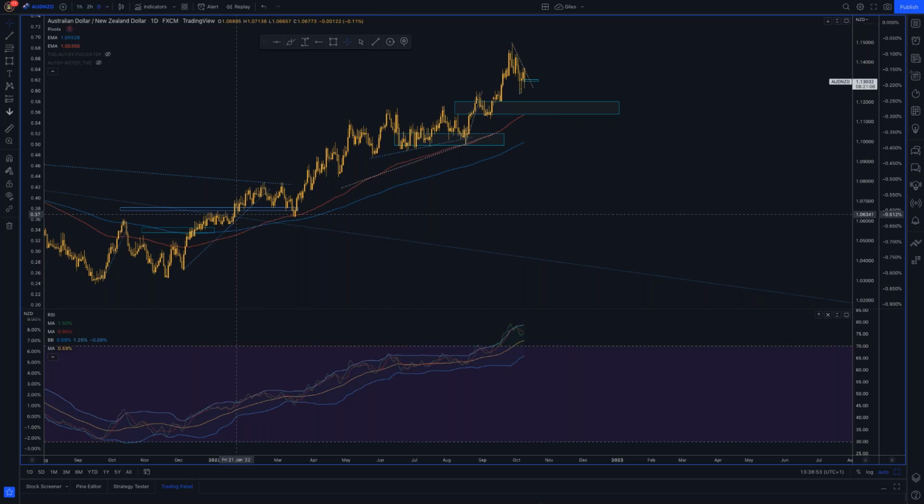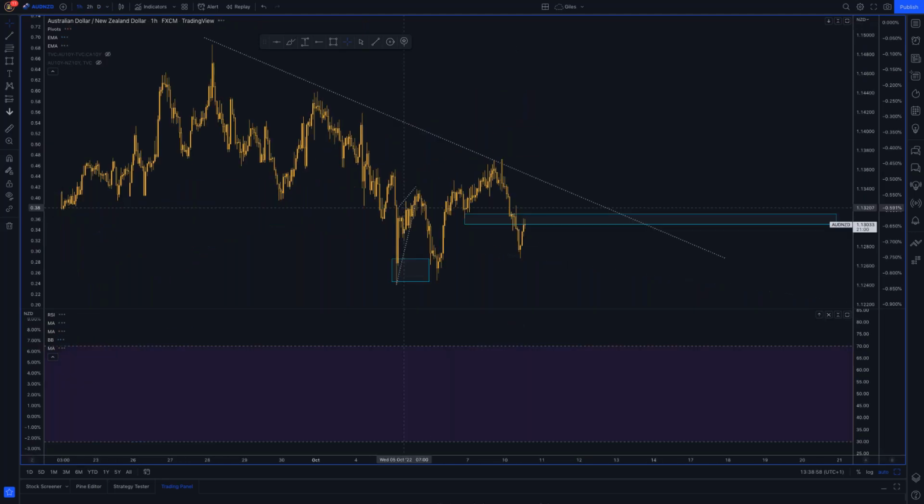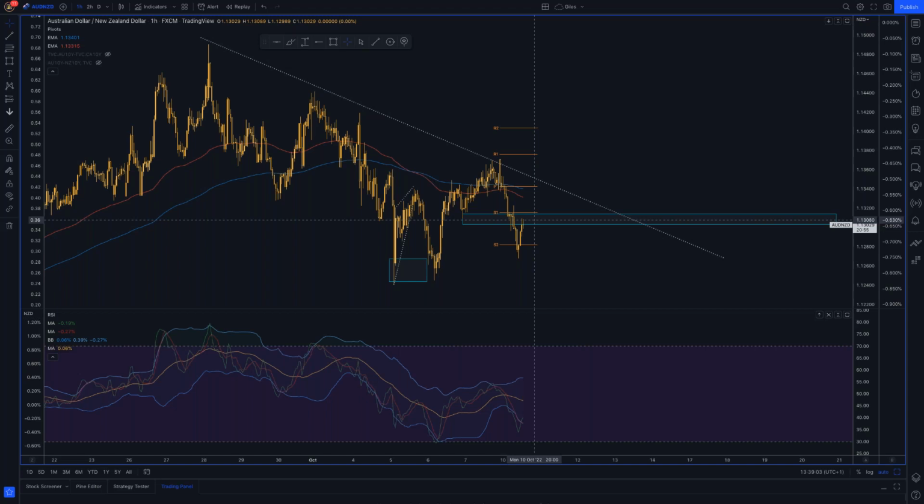Now, one trade I have entered myself this morning is an Aussie New Zealand dollar short. I'll show you the rationale for this. It was just pulling back into this resistance level. I sold it just before the webinar started.